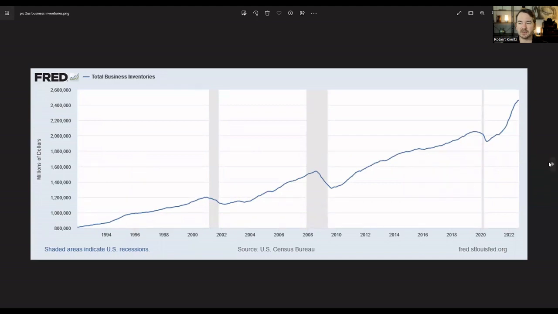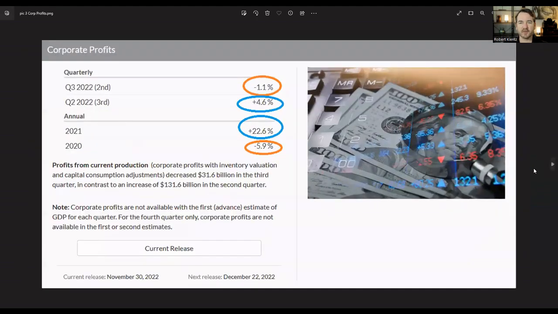Aside from that, since 2018, corporate profits have been falling. And if you look at the recovery in 2021 of corporate profits, it doesn't make up for the crash in corporate profits in 2019. If you look here at the chart, this is from the BLS, negative 5.9% in 2020 during the pandemic.